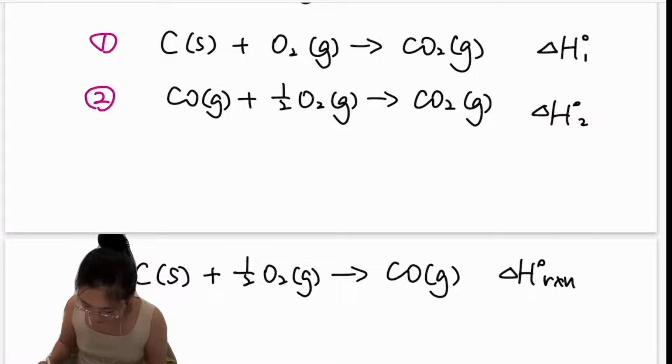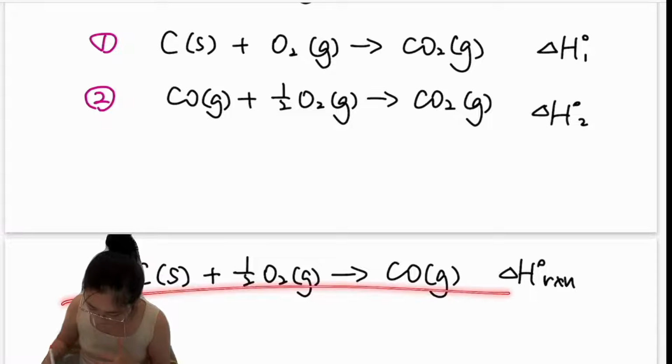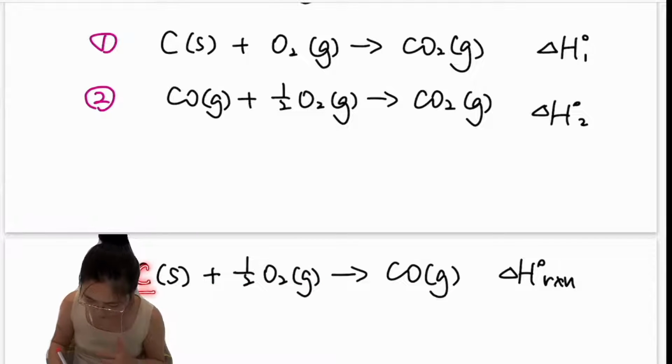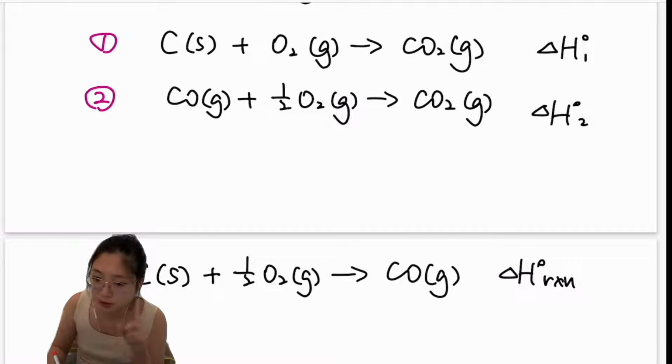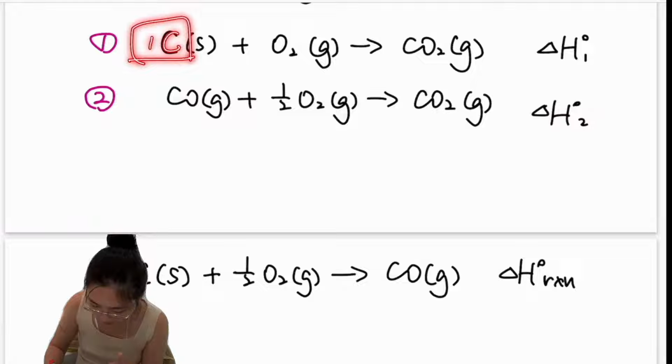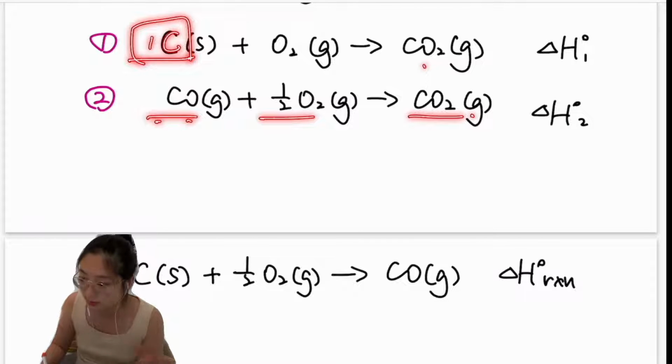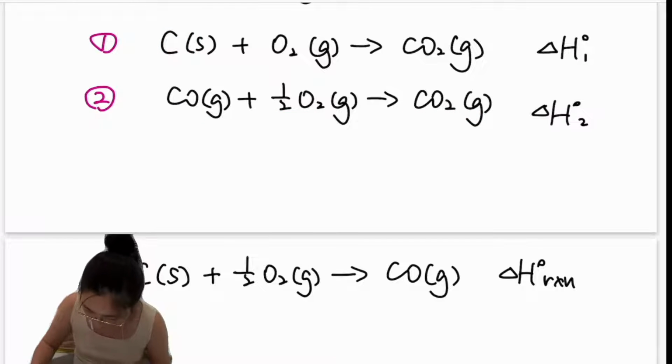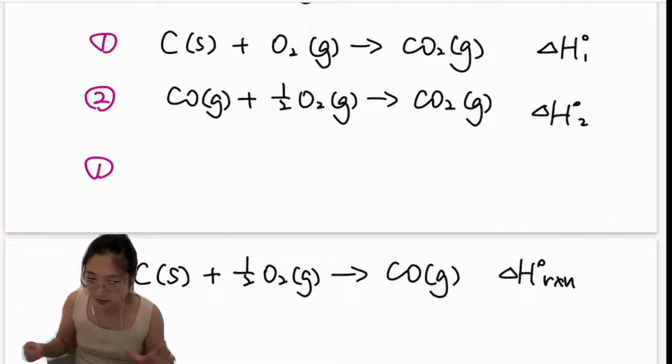Now I'm going to try to match the reactants and the products. For the overall equation, I have 1 mole of carbon on the reactant side. Out of equations 1 and 2, equation 1 is the only one that has 1 mole of carbon on the reactant side, right? For reaction 2, I don't have pure carbon on either the reactant side or the product side. So equation 1, I don't have to manipulate it. I just put it there.